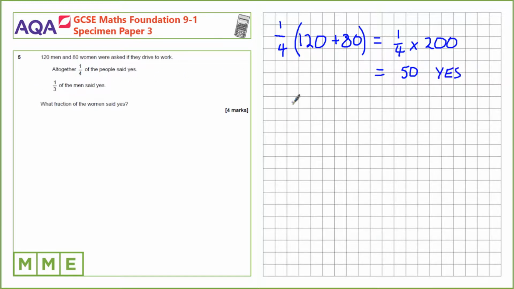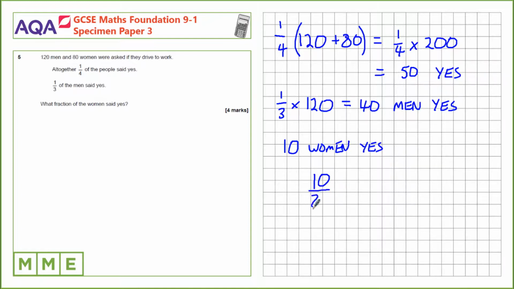A third of the men said yes, so we can find a third of 120. So we know 40 men said yes. That leaves us with 10 women that said yes. And we need to find that as a fraction of the total amount of women. That's 10 over the total, which is 80. And we can simplify that down to 1 over 8.